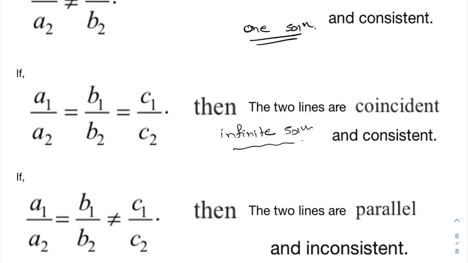Now in this third case, if the ratio of a1 upon a2 is equal to b1 upon b2, but these ratios are not equal to c1 upon c2, then we can say that the two lines will be parallel to each other. Without drawing the graph, we can decide the nature of that graph, that is, the two lines will be parallel to each other, and they are inconsistent. Why are they inconsistent? Because during such a condition no solutions are possible. Is it clear? So I hope you have understood up till here.